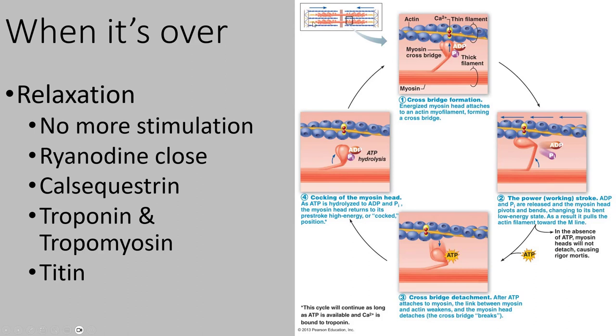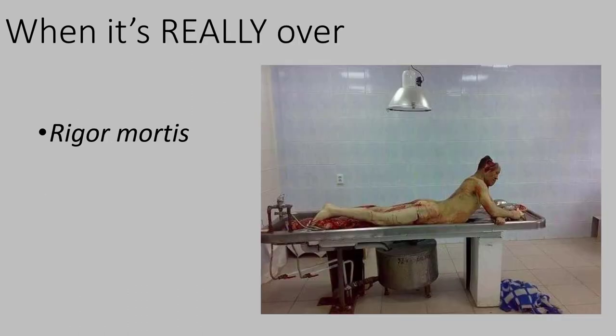And the titin, remember that springy protein at the end of the thick filaments, it pulls everything back to its original position. So that's how we get the relaxation after the contraction. But let's take a look at a bit of a special case, rigor mortis.